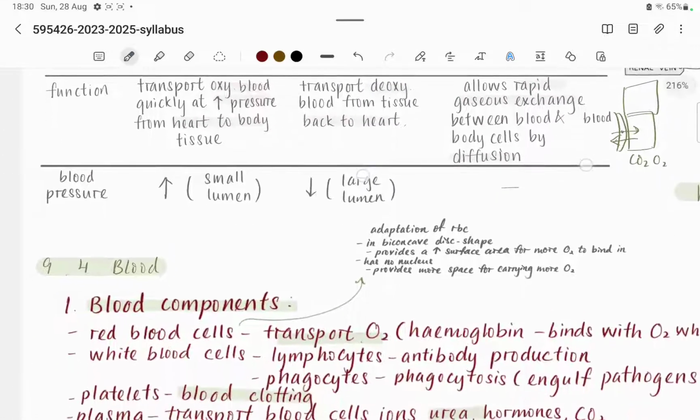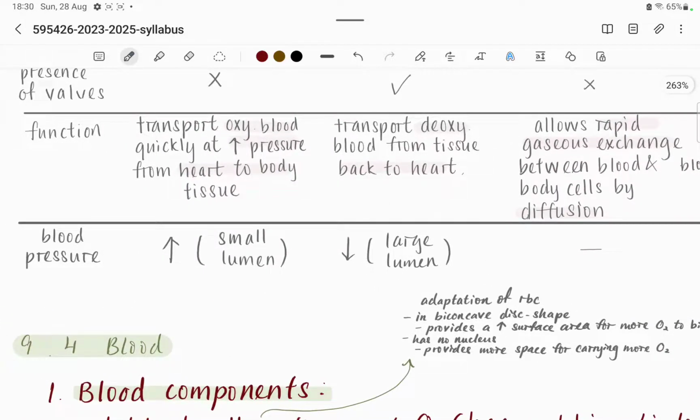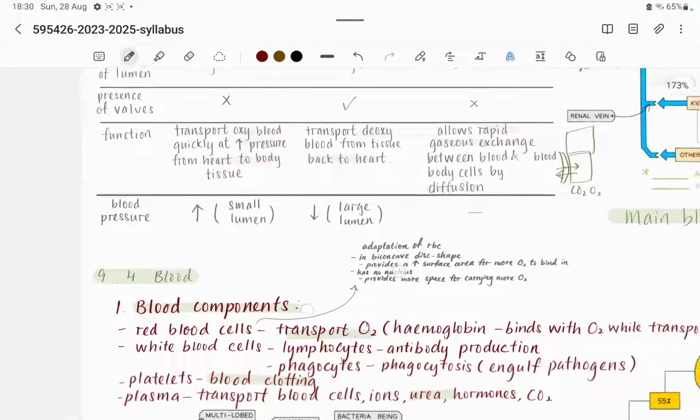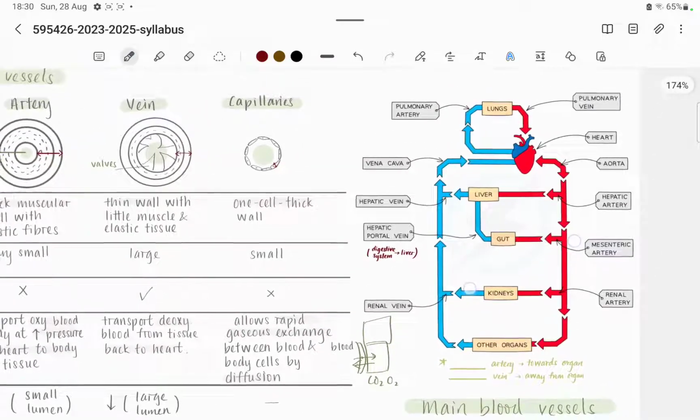Okay. Blood pressure. Small lumen: because of small lumen, artery will have higher blood pressure. Because of large lumen, this one will have lower blood pressure. Okay. And then you need to know the main blood vessels also.